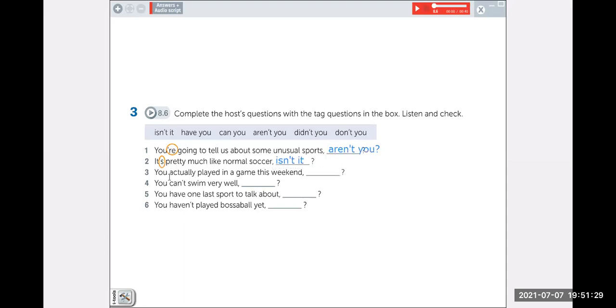This one, you actually played in a game this weekend. Here we don't have an auxiliary verb, right? So that's why we use the auxiliary verb that we normally use in the tense of this sentence. And here we have a verb in the simple past. So that's why we use didn't.